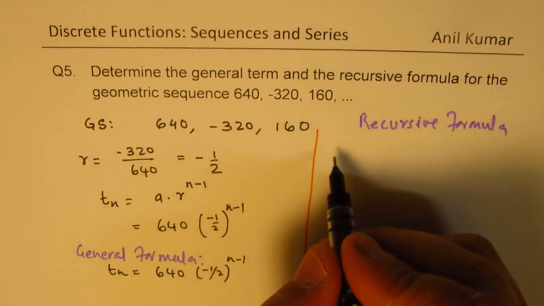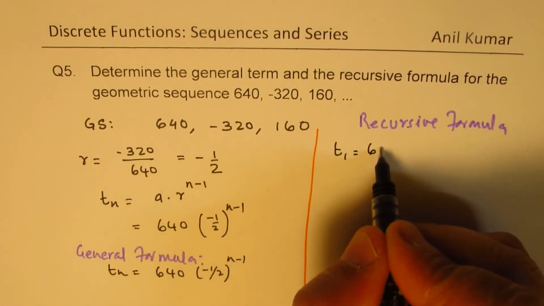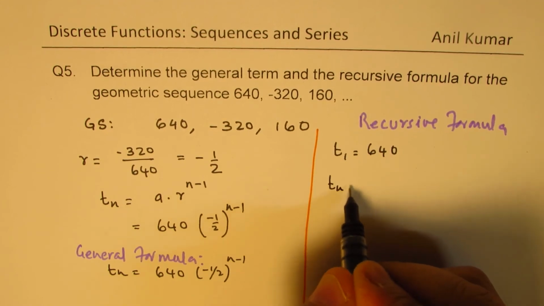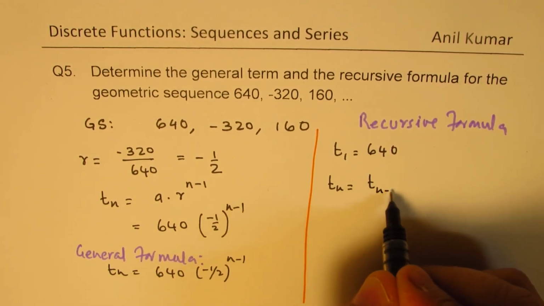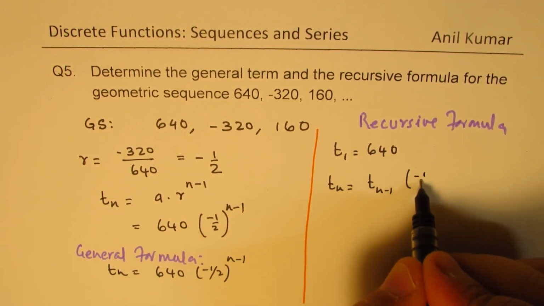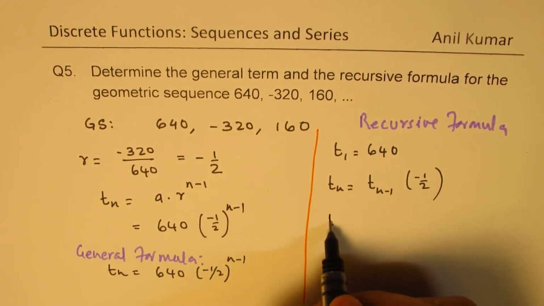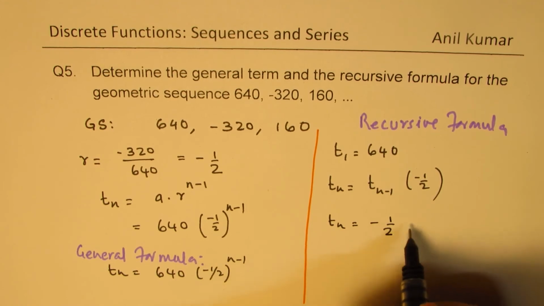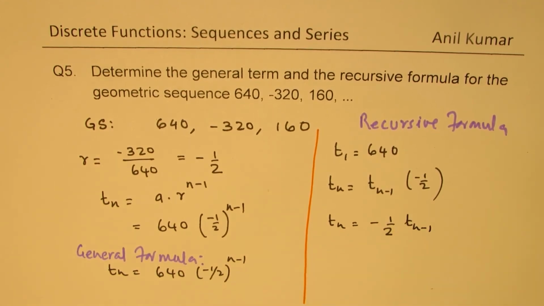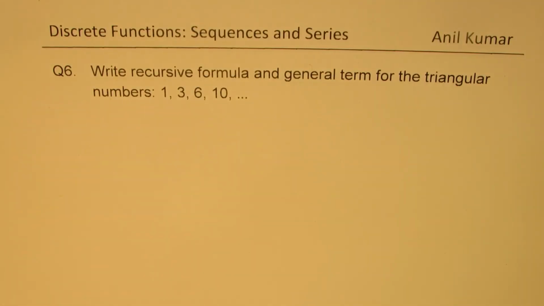So what is happening here? The first term for us is 640 and the nth term is the previous term times minus half. Do you see that? So that is how you write it. You could also write this as Tn is minus half of Tn minus 1. Clear? So that becomes your recursive formula. We are already midway. Now here is question number 6.